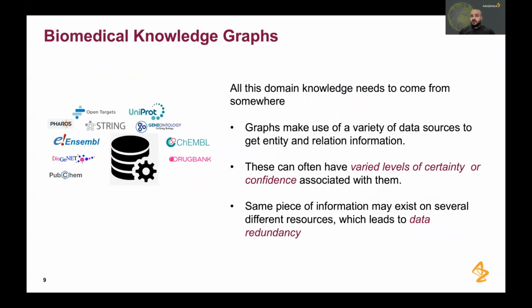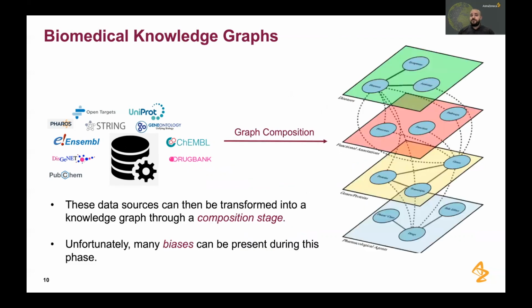All this domain knowledge has to come from somewhere, and graphs make use of a variety of data sources to get entity and relationship information. Now, these resources often have varied levels of certainty or confidence associated with them. Furthermore, there may be redundancies in the sense that the same biological insight, the same actual result, may exist in various different platforms, various different databases in different ways, which will then lead to redundancy downstream. Now, as you go from many different databases into one unified graph, this process is called graph composition. And this is unfortunately also where many biases, topological bias that is, may be present.